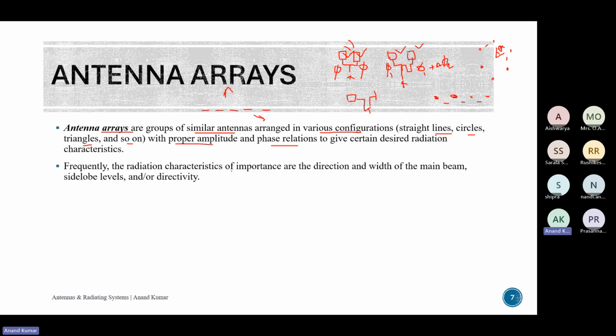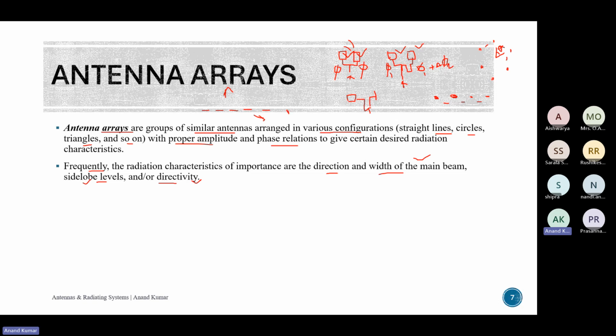The radiation characteristics. Frequently, the radiation characteristics of importance are the direction and the width of the main beam, side lobe levels, or directivity. For an antenna, we had discussed the antenna parameters, which were the direction and width of the main beam, and then there were side lobe levels or directivity. So one of the important functions of forming arrays is getting a higher directivity.